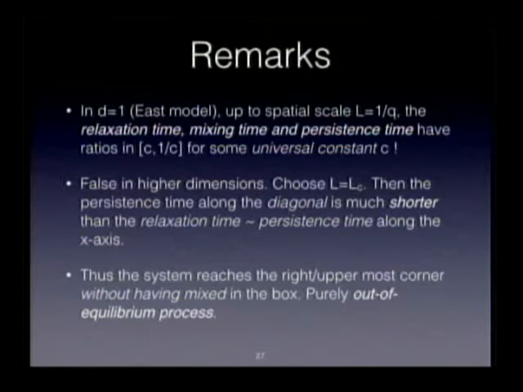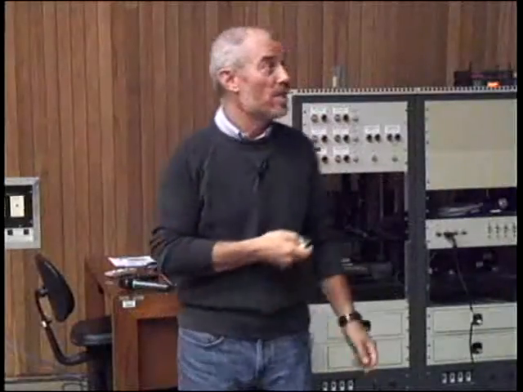Okay, so some comments. In one dimension, the equilibrium scale, namely the mean inter-vacancy distance, is 1 over q, when q is small. So we proved with Cancrini and Martinelli and Toninelli that actually the relaxation time, mixing time, and persistent time are all within a constant of one another. Namely, the ratio of any two of them is within a constant and 1 over a constant, for some universal number.